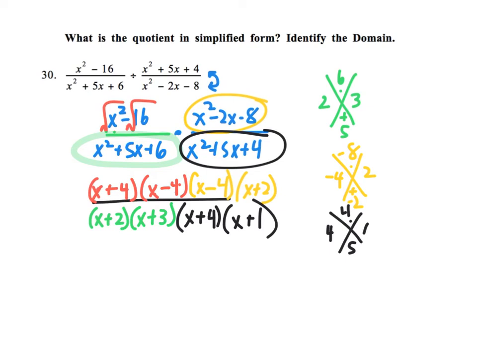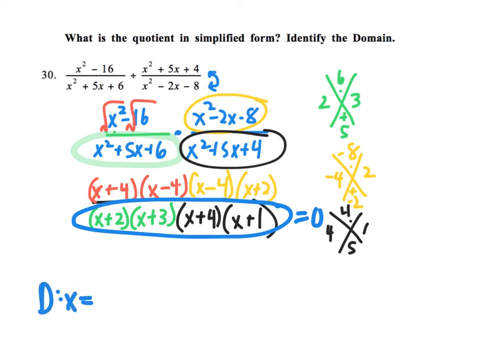We need to find our domain. To do that, I'm going to take everything in the denominator and set it equal to 0. Because you've seen me do this like 3 times and I have all the faith in the world that you can solve for x, I'm just going to tell you what it is. Your domain is going to be x does not equal -2, -3, -4, and -1. I just flipped the signs of all the things in the bottom.